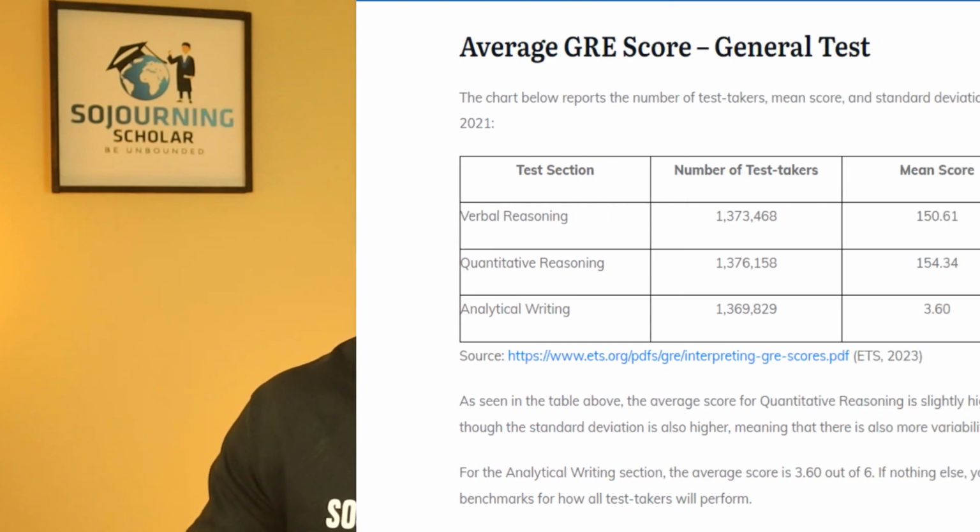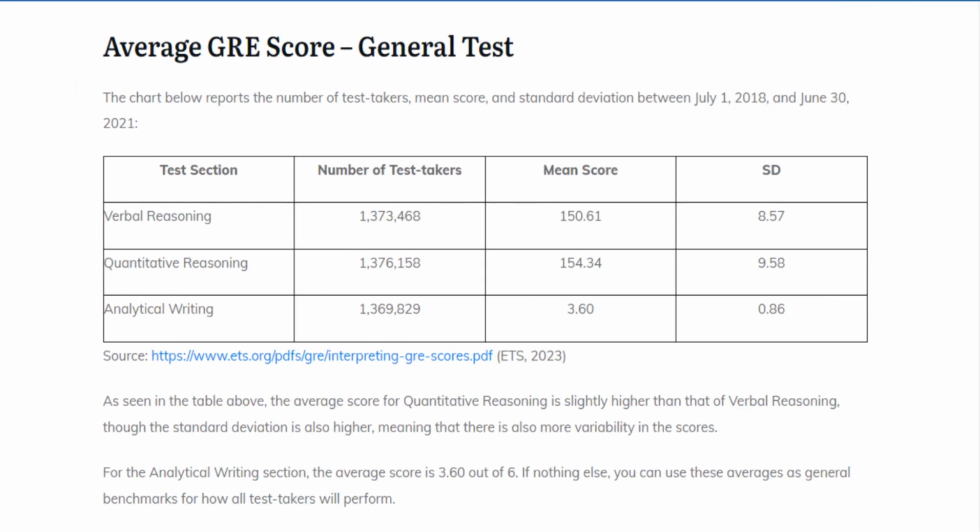Now, here are some intriguing statistics about the GRE in recent years. In the 3-year period between 2018 to 2021, over 1.3 million students took the GRE, and the average verbal reasoning score for all test takers who sat for the GRE general test in this 3-year period was 150.6, while that of the quantitative reasoning was almost 5 points higher at 154.3. And in the same time frame, the average score on the analytical writing was 3.6.